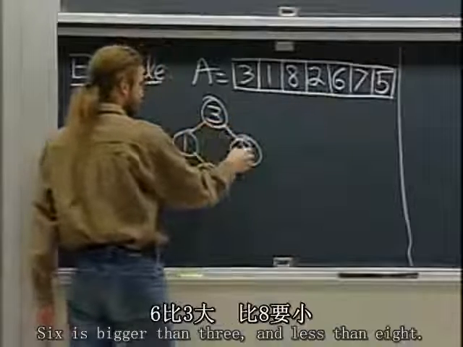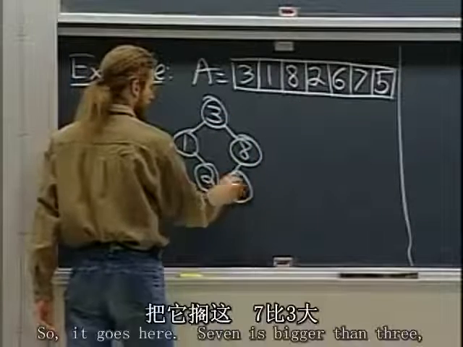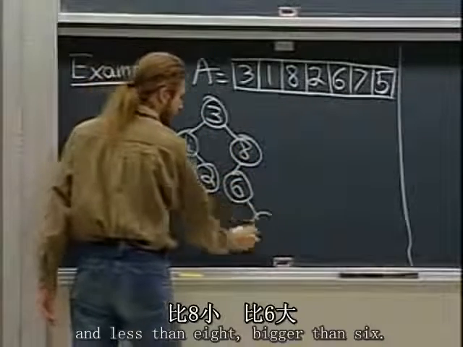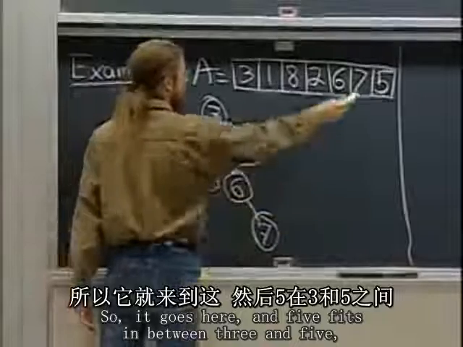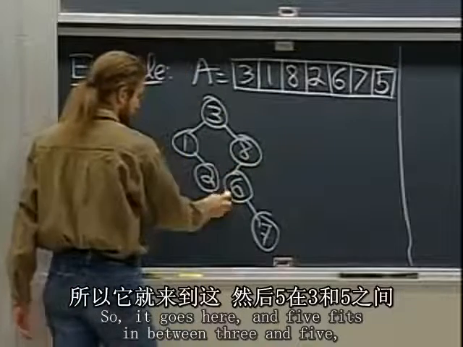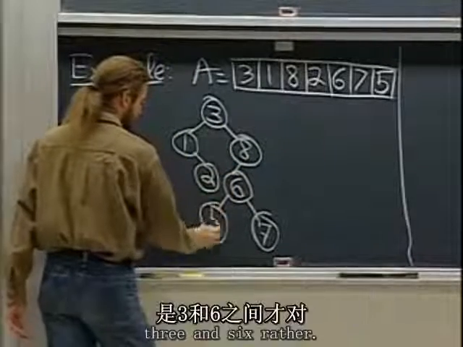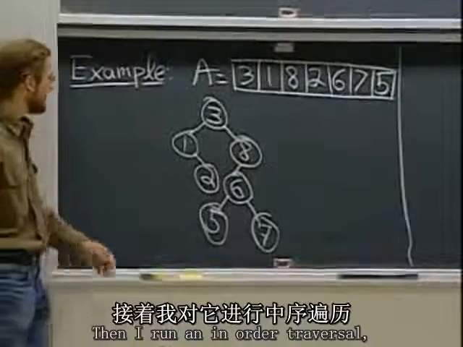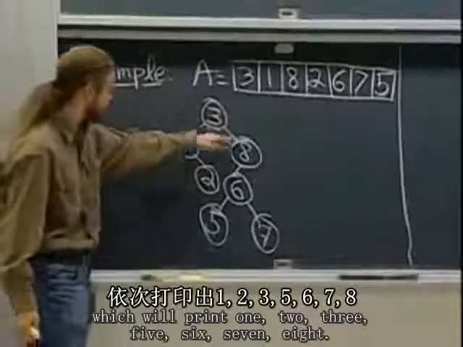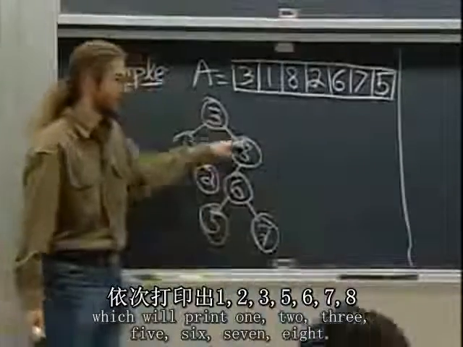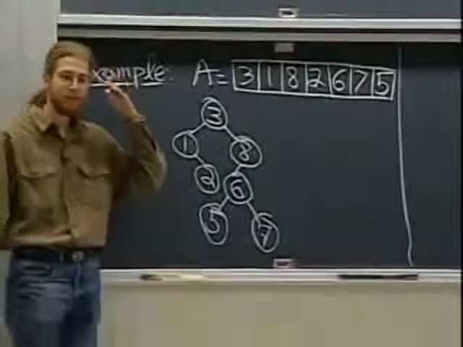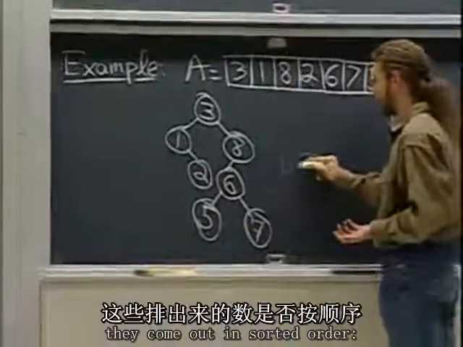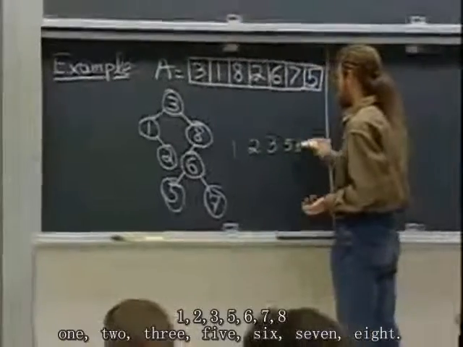6 is bigger than 3, less than 8, so it goes here. 7 is bigger than 3, less than 8, bigger than 6, so it goes here. And 5 fits in between 3 and 6, rather. And so that's the binary search tree that I get. Then I run an in-order traversal, which will print 1, 2, 3, 5, 6, 7, 8. Okay, I can run that quickly in my head because I've got a big stack, but be a little bit careful. Of course, you should check that they come out in sorted order. 1, 2, 3, 5, 6, 7, 8.